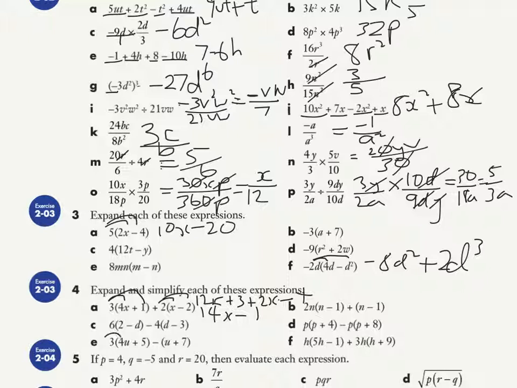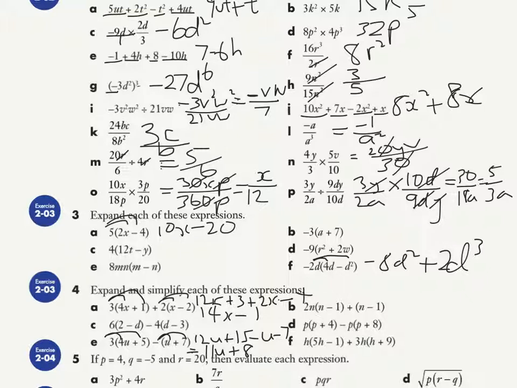E, expand, so we have 12u plus 15. Now there's a negative 1 out the front of the other bracket, which actually doesn't matter, but the negative will change both signs, so the positive 7 will become minus 7. So we get 12 minus u is 11u, 15 minus 7 is 8.